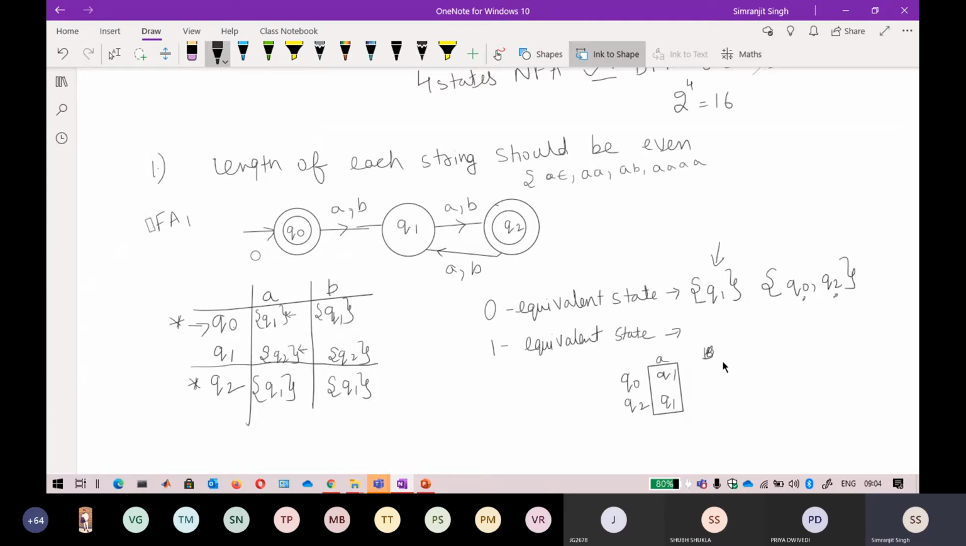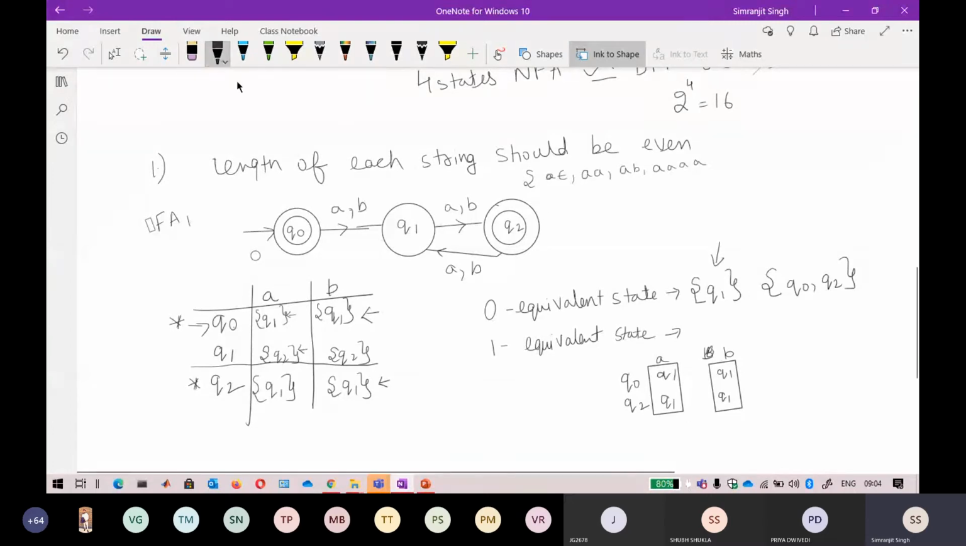Again for B, clearly look at what is happening here. On B, Q naught goes to Q1 and Q2 goes again to Q1, the similar state. So this is Q1 and Q1, and it belongs to the same set here. In case of the same set, it means that you cannot differentiate these two states. It means Q naught and Q2 are equal states.